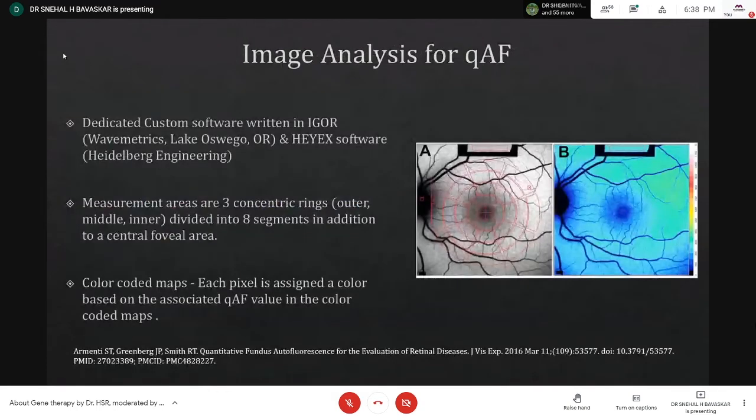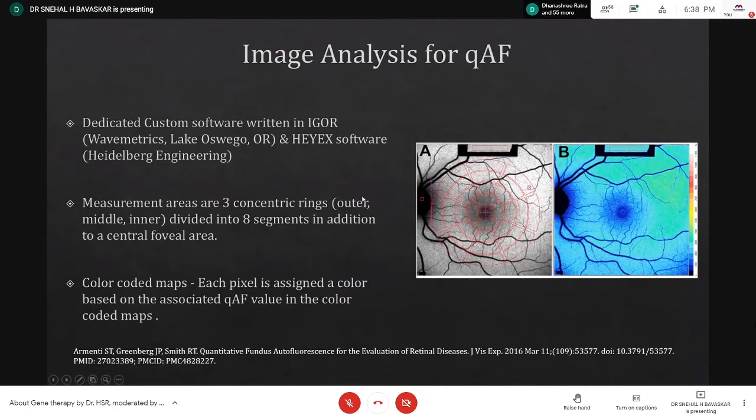Coming to the image analysis for quantitative autofluorescence, there are two softwares which we need to know. One is the IGER software and the other is the HiX software. We have the HiX software with us at Shankar Nethralaya, but the IGER software is not there. Both softwares are required for quantitating the level of autofluorescence.